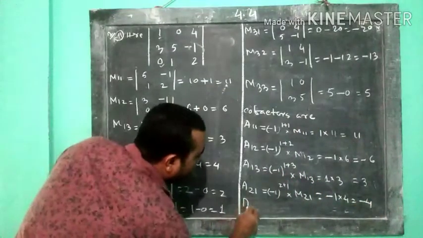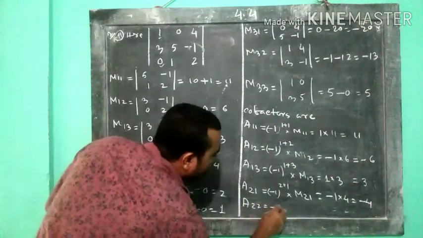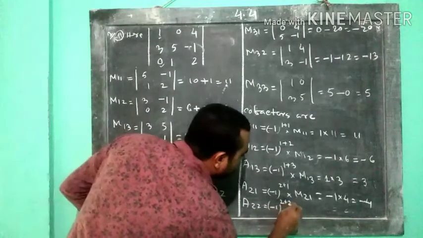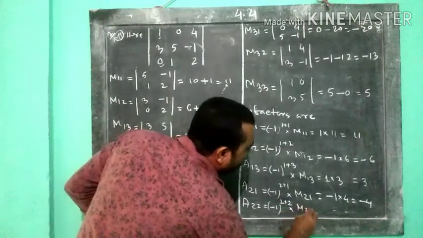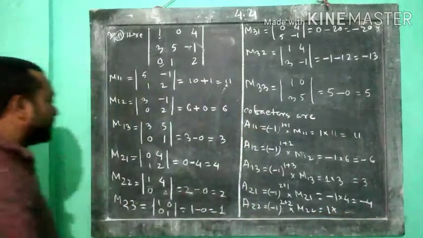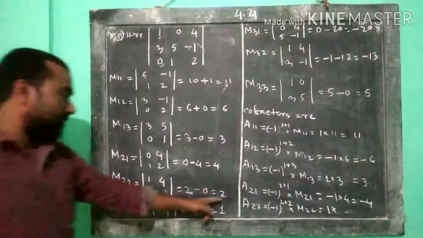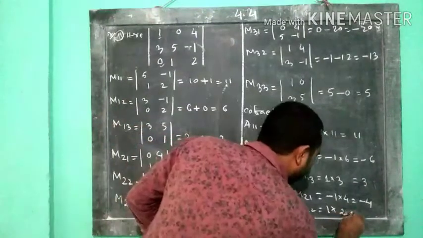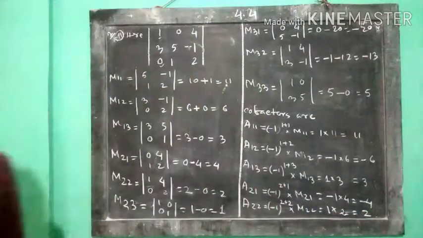Similarly, A22 means minus 1 to the power 2 plus 2 into M22. This sign should be positive here, 1 into M22. M22 is plus 2, so write here plus 2, equal to 2.